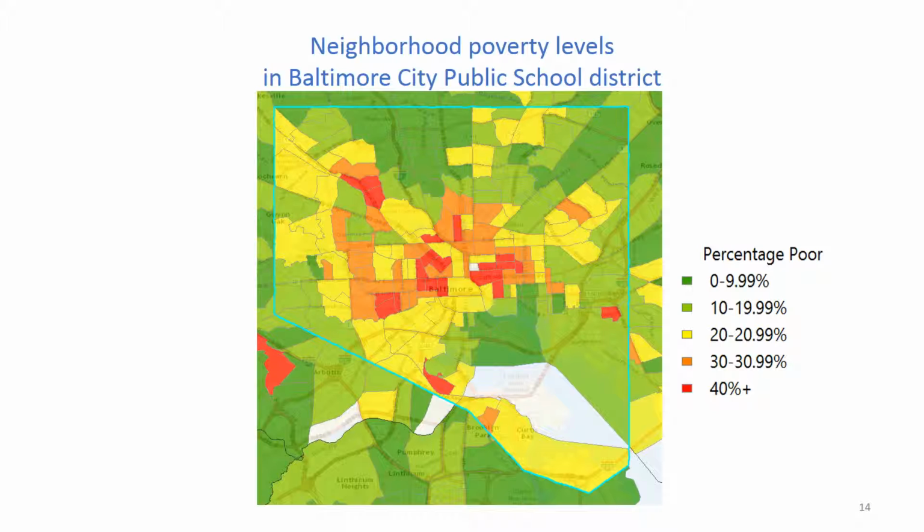And so what we can see here is that there's an urban core in Baltimore City where there's concentrated poverty, as well as neighborhoods that are 30% to 39% poverty, surrounded by neighborhoods that are less disadvantaged, but still facing some levels of disadvantage.